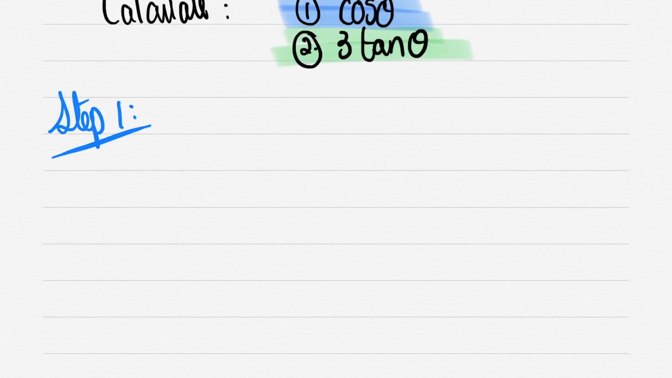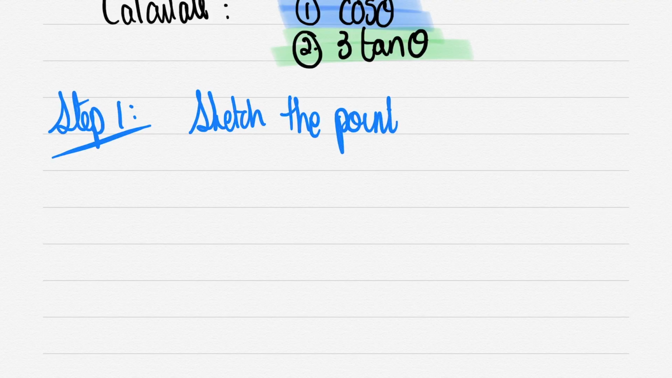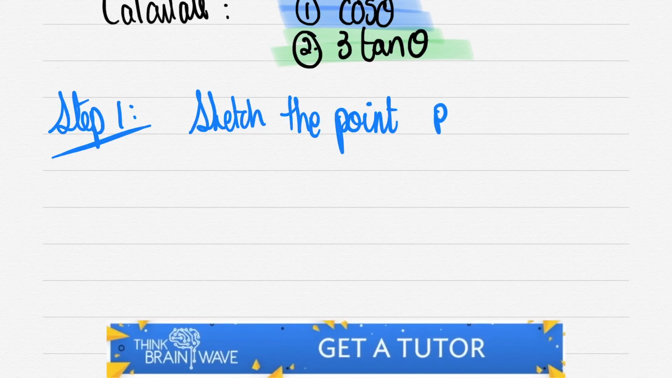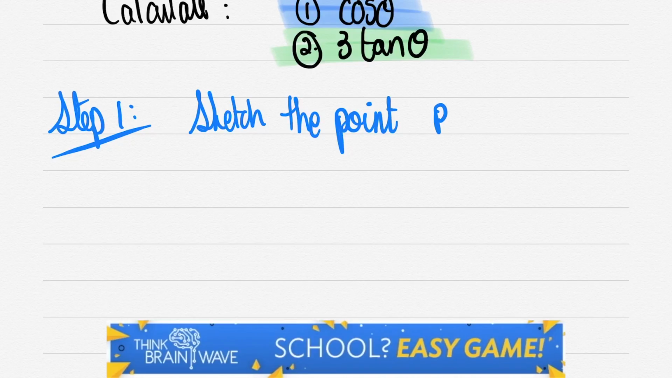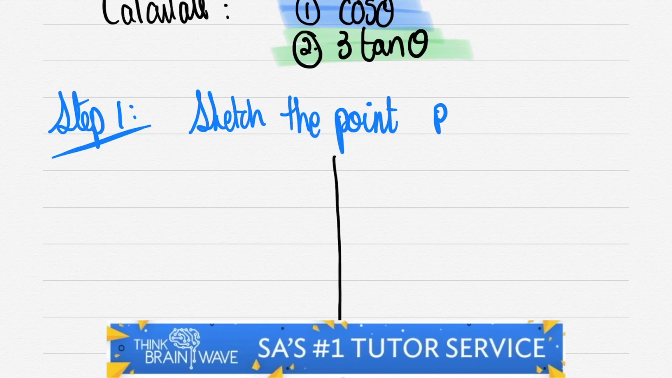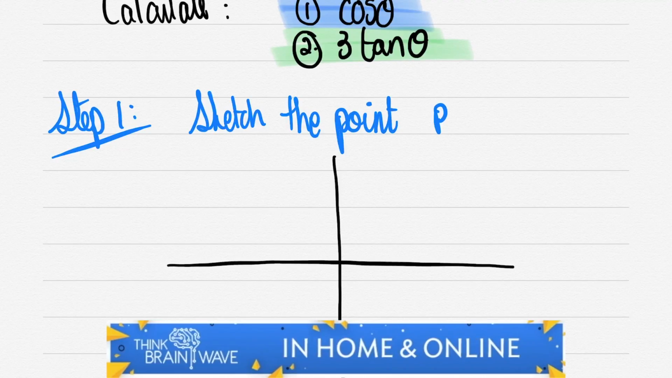Step 1, what are we going to do? What do you think? Take a guess. If you're working through this at the same time as me, you need to take a guess and go ahead. So we need to sketch the point. The point that needs to be sketched is P, and you have the value above. Let's draw a set of axes. And once you've got that drawn, we can put our point P in.